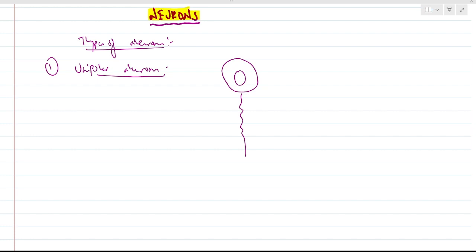These are unipolar neurons present in invertebrates. These invertebrates are lesser developed organisms than the vertebrates and other phyla of organisms, so they have unipolar neurons. These neurons are not much developed, so these are in invertebrates. Unipolar neurons in invertebrates.